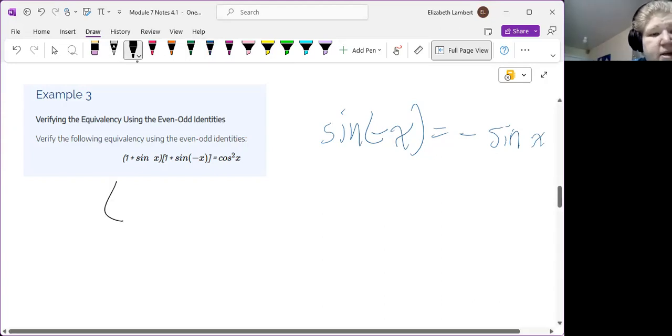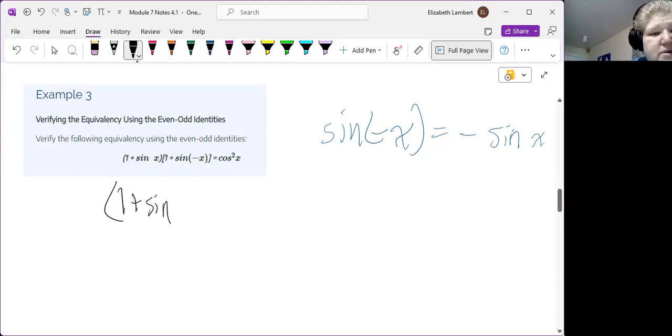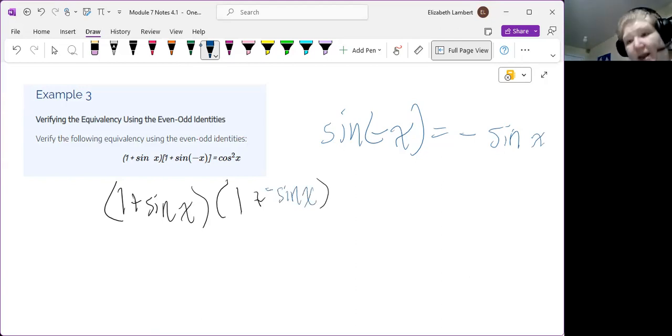So 1 plus sine x, 1 plus, and this is where we're going to put in instead. Now we have negative sine x. So I can really write this as 1 minus sine x.